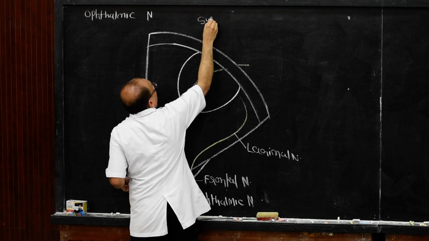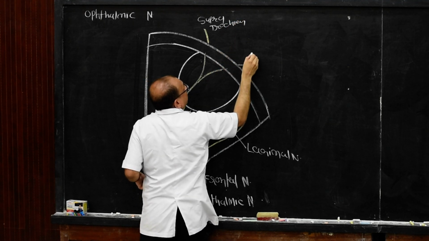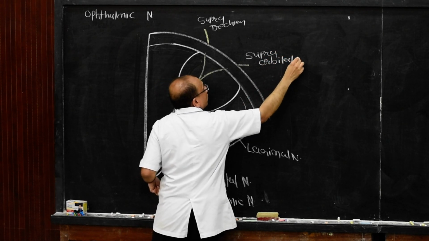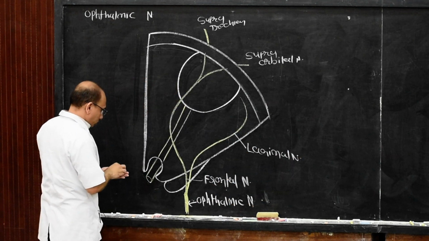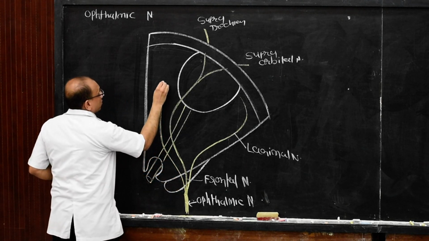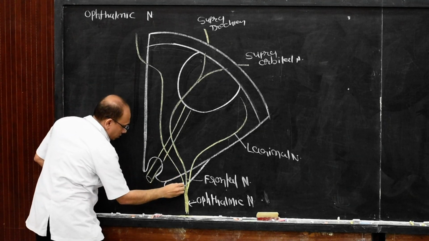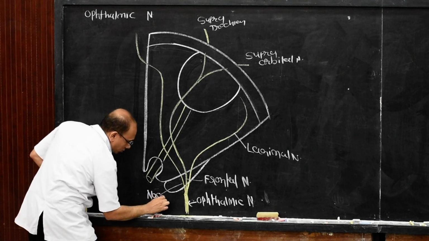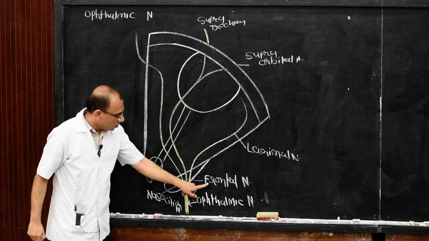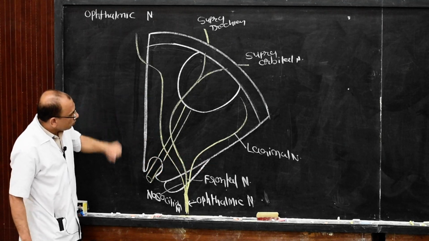Here is the supratrochlear, and this one is the supraorbital. Two branches of the frontal nerve. The third one is called the nasociliary nerve. So the ophthalmic nerve divides into the frontal nerve, most laterally the lacrimal nerve, and most medially the nasociliary nerve.